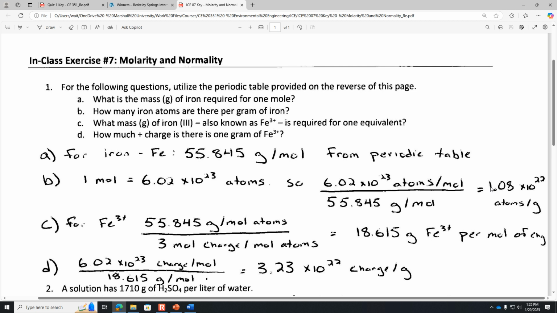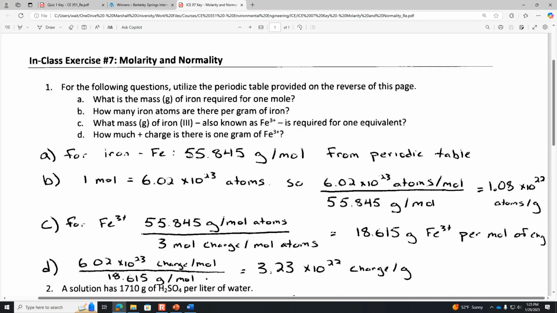So 1.08 times 10 to the 22nd atoms per gram. Now we deal with the charge. Iron 3 has a +3 charge. So how much mass is required for an equivalent? Well, what we're recognizing is that in a mole of iron, there's 3 moles of charge.